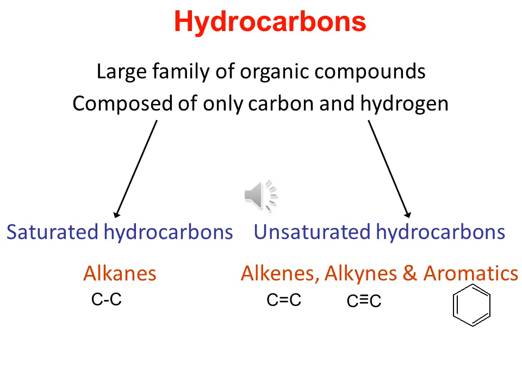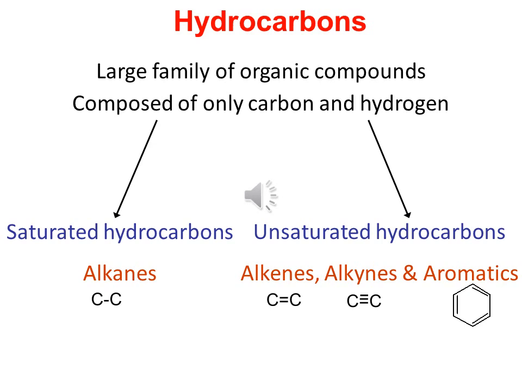Whereas the unsaturated hydrocarbons are those hydrocarbons that possess double or triple covalent bonds. For example, if they possess a double covalent bond, they are referred to as alkenes, and if they contain a triple covalent bond, they are called alkynes. Whereas alternating single and multiple bonds make a characteristic aromatic ring. For example, here on this slide, I have shown the molecule of benzene that has alternating single and multiple bonds, that is, a double bond in this case.